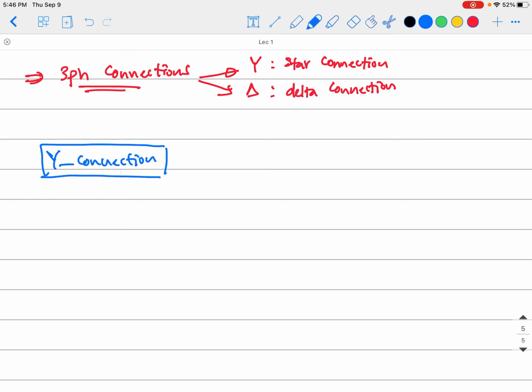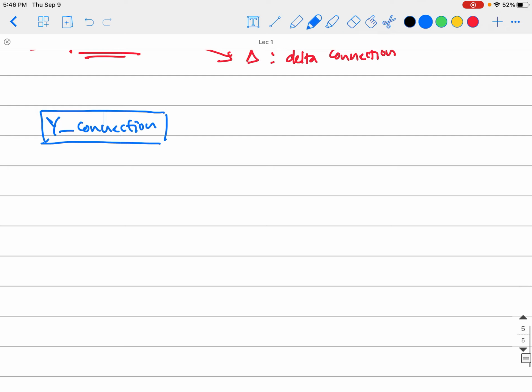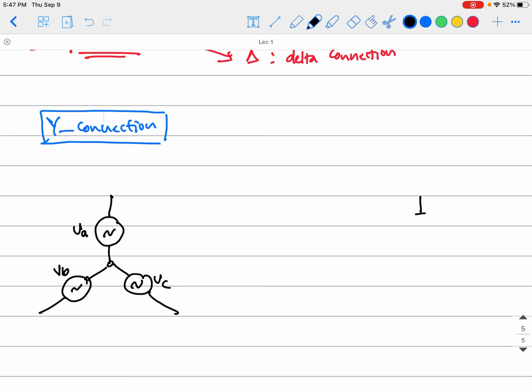So the idea is that you have three voltage sources or three loads, whatever you want to deal with. So how do you connect them? You can connect them like a Y connection. Here is the first voltage source, VA, and I will connect it in star or Y connection like this. So that is VB, and that is VC. Okay, that's why we call it star connection. They're connected like that.